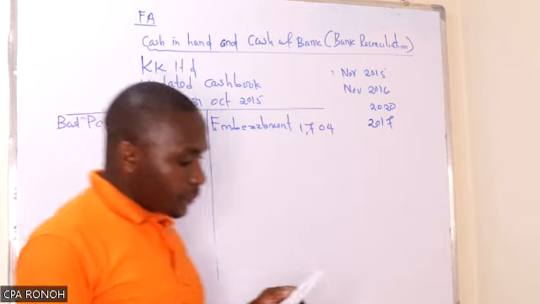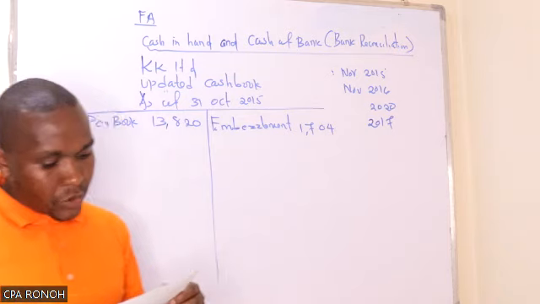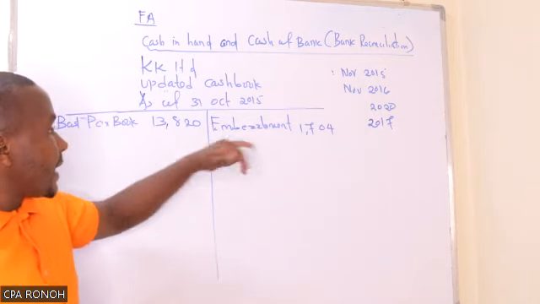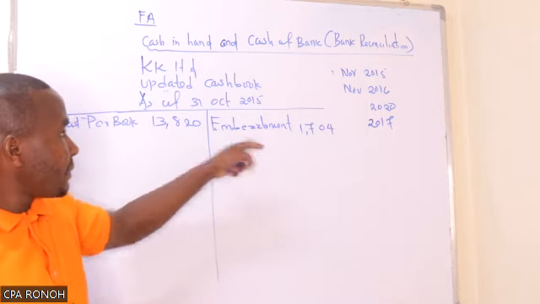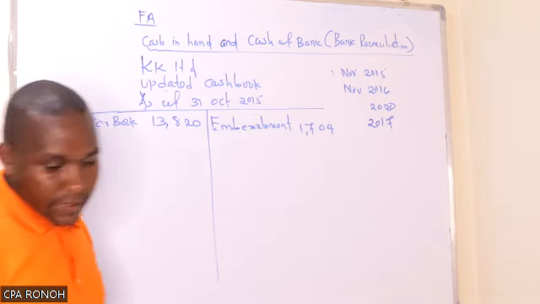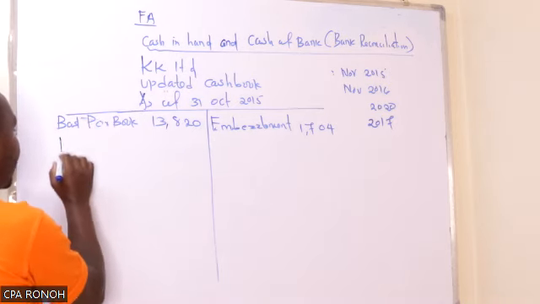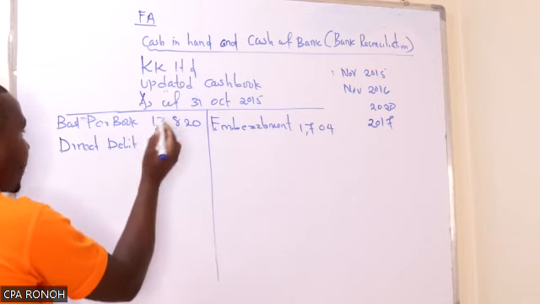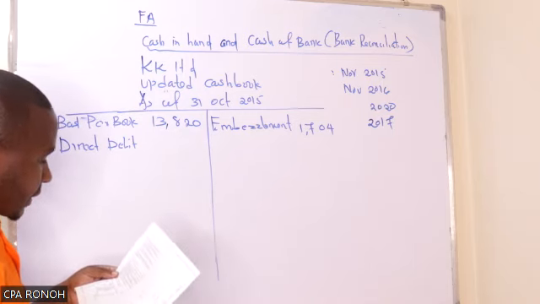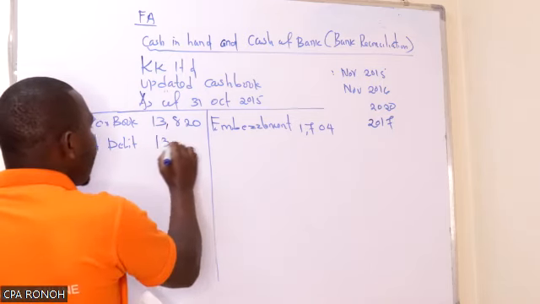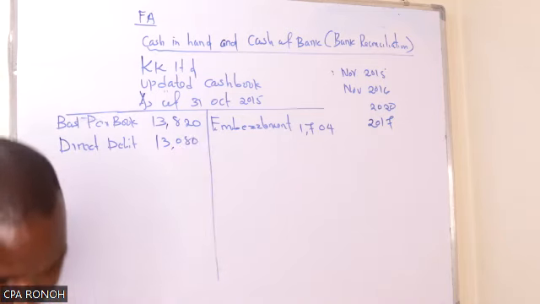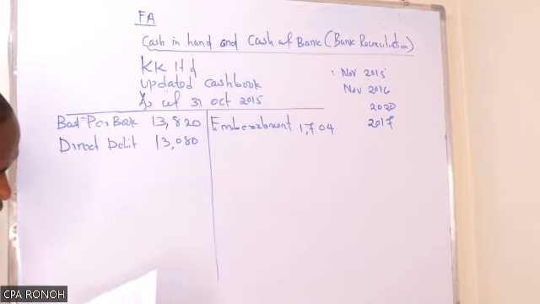Note number 3, direct deposit by a debtor, and this deposit was made via electronic funds transfer. So the debtor has directly updated our account in the bank, but we have not updated it in the cash book. So here you debit that amount, direct deposit. How much? 13,080.